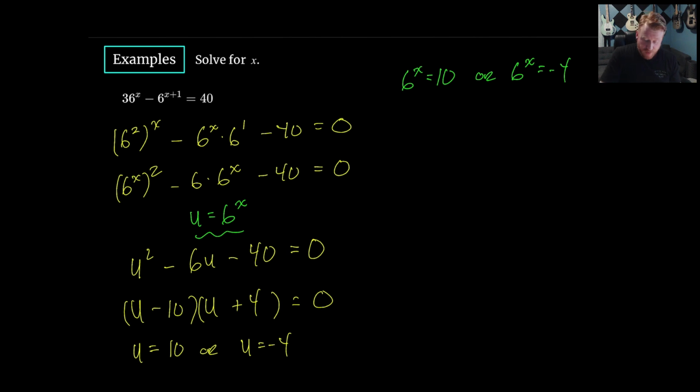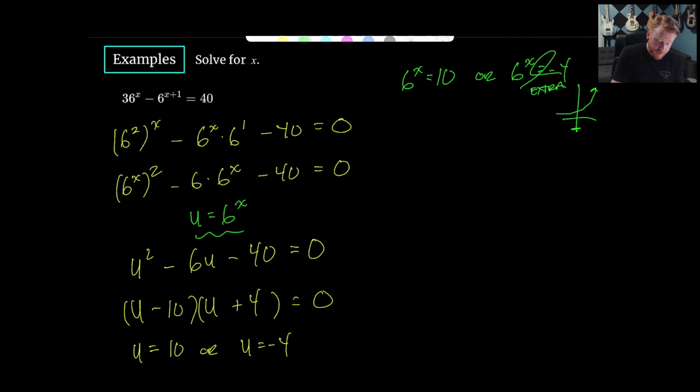Just like in the last problem, we're going to throw out the negative version because, again, the graph of 6 to the x looks something like that. It will never hit negative 4 down here. So this is an extraneous solution. We'll just write extra for short, and I can focus on this other side here.